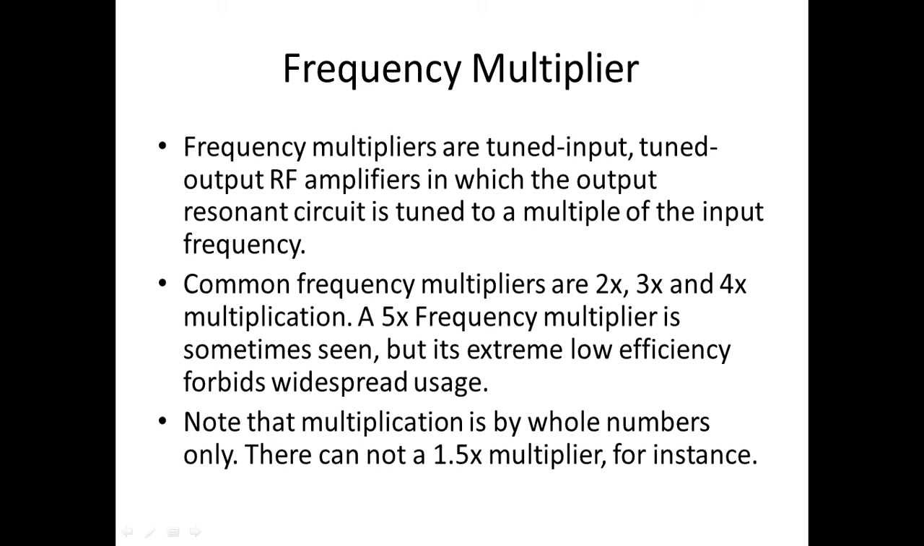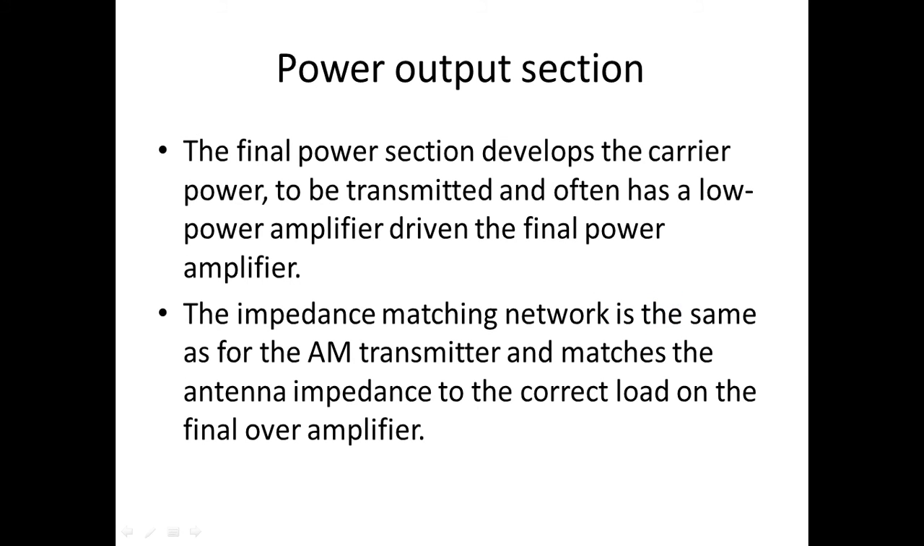Then finally the third section, the power output section. The final power section develops the carrier power to be transmitted and often has a low power amplifier driving the final power amplifier. The impedance matching network is the same as for the AM transmitter and matches the antenna impedance to a correct load on the final power amplifier.